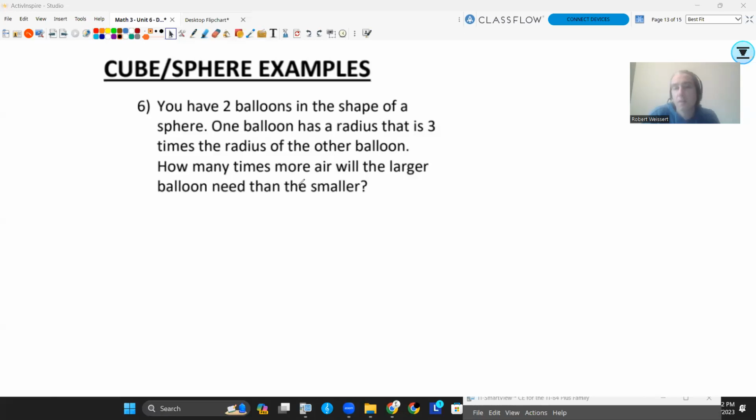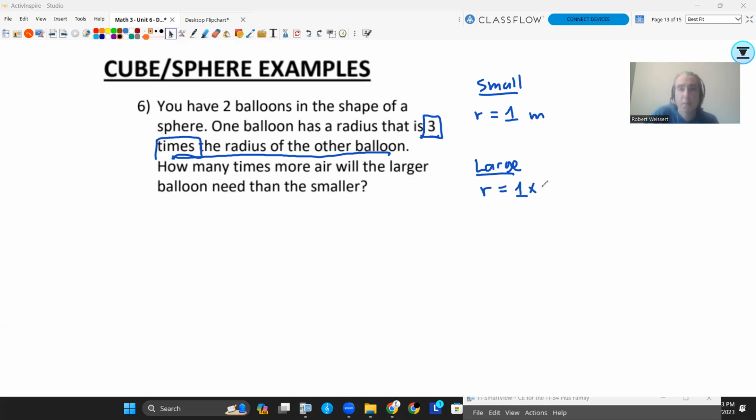We don't know the dimensions. So you have two balloons in the shape of a sphere. One balloon has a radius that is 3 times the radius of the other balloon. So let's take the small balloon here, and let's make up a radius. Let's say the radius is 1 meter. Let's look at the large balloon. Its radius is going to be 3 times the radius. So that radius would be 1 times 3, which is going to be 3 meters. And the question says, how many times more air will the larger balloon need than the smaller? In other words, how many times bigger is the volume?